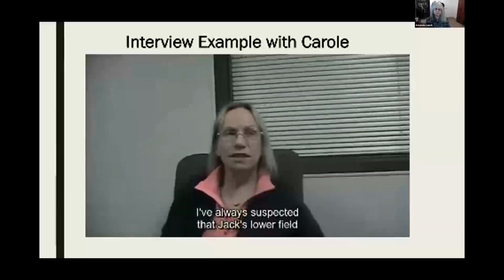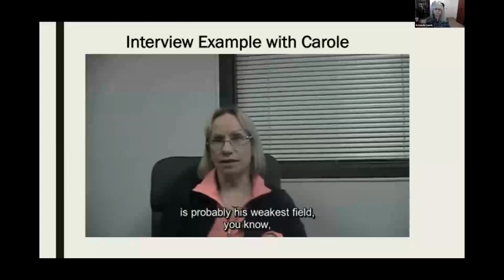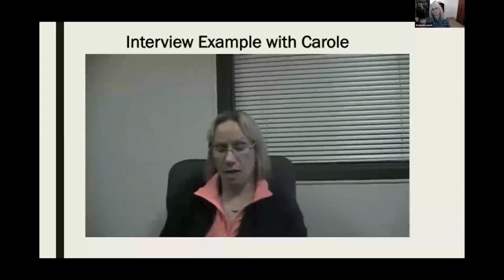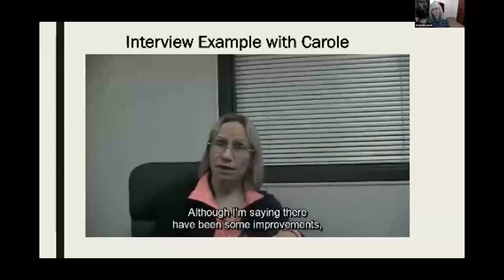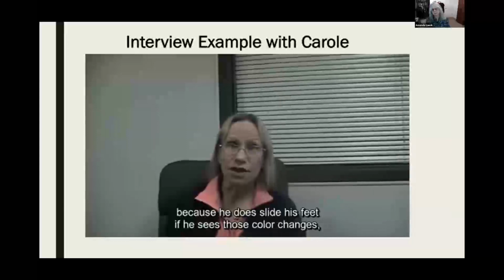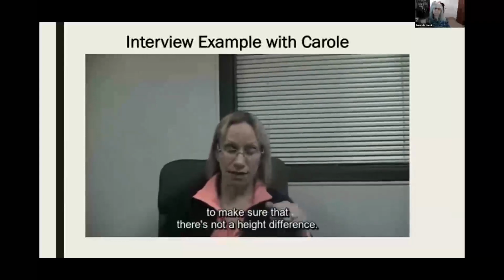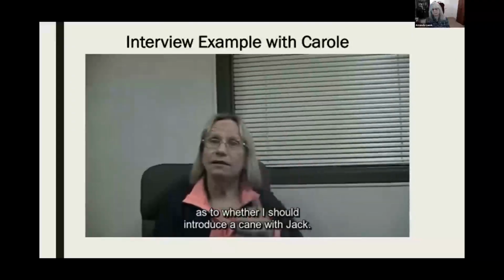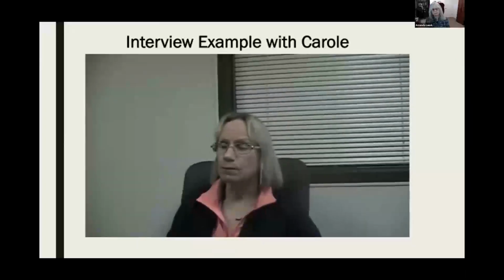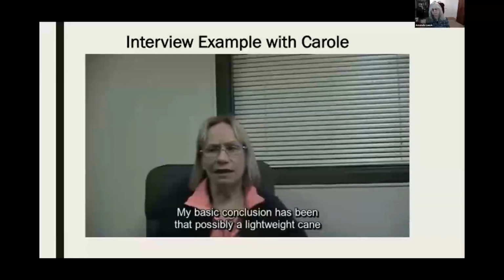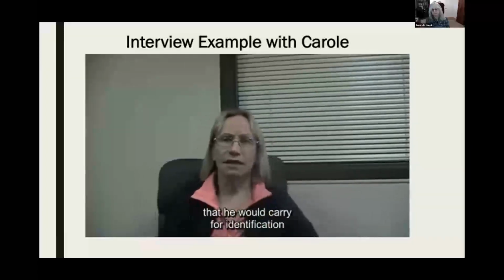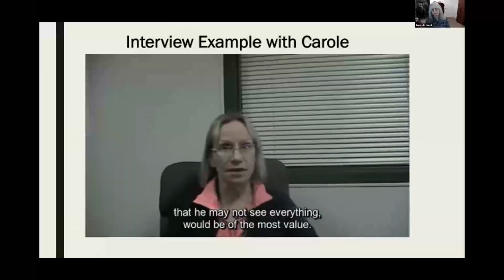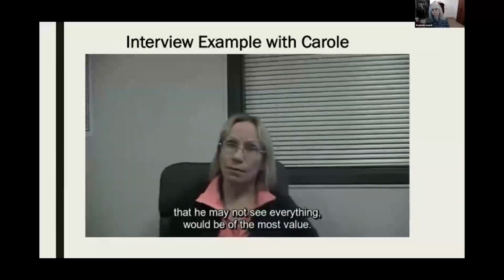I've always suspected that Jack's lower field is probably his weakest field, that he may not be seeing things that are at ground level. Although I would say there have been some improvements, because he does slide his feet if he sees those color changes to make sure that there's not a height difference. I've done some research as to whether I should introduce a cane with Jack. My basic conclusion has been that possibly a lightweight cane that he would carry for identification, so that other people would recognize that he may not see everything, would be of the most value.